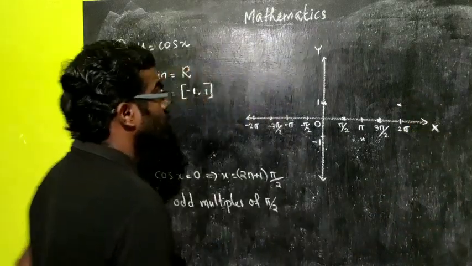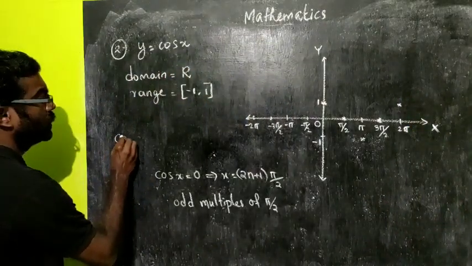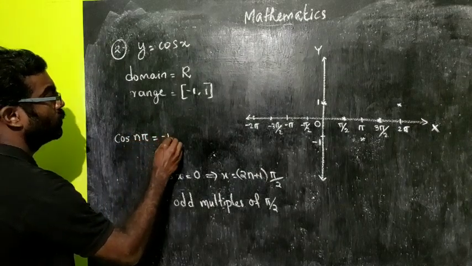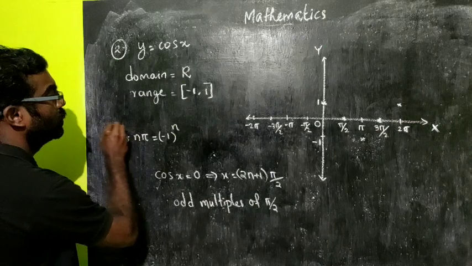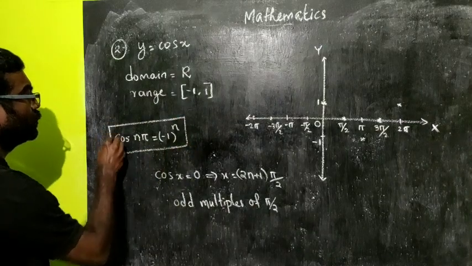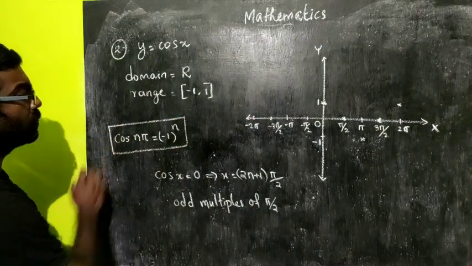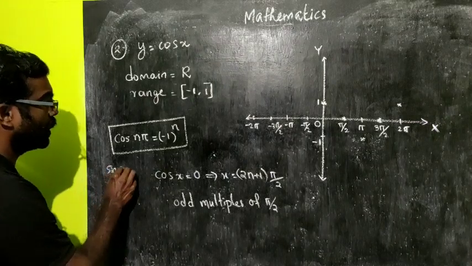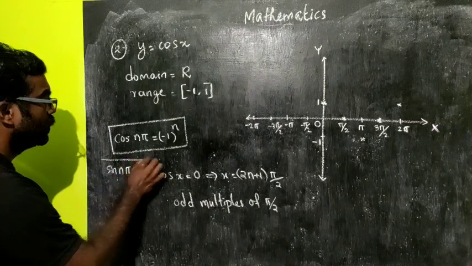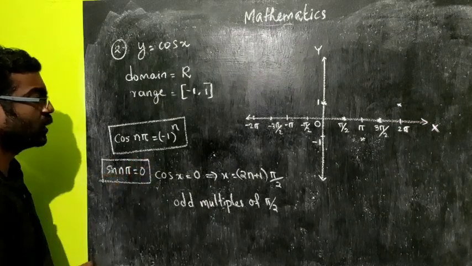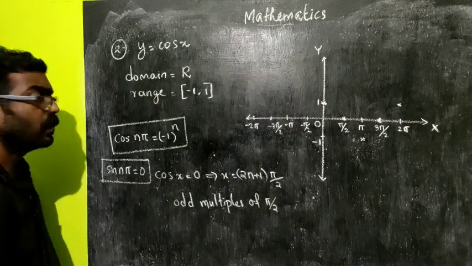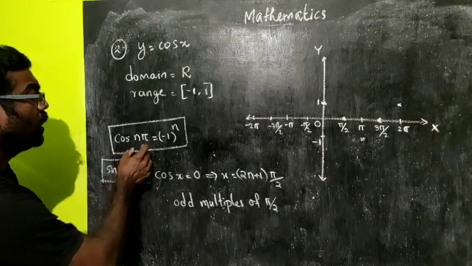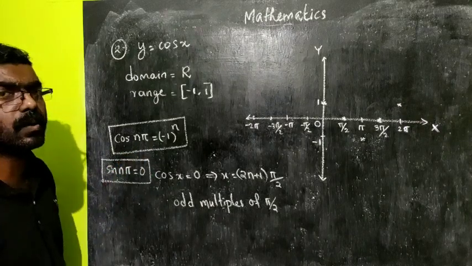That also we have one formula. Cos n pi equal to (minus 1) the whole raised to n. It's an important result. You have to learn this by heart. Cos n pi equal to (minus 1) the whole raised to n and sin n pi equal to 0, where n belongs to Z, the set of all integers. So sin n pi is 0 and cos n pi is (minus 1) the whole raised to n.